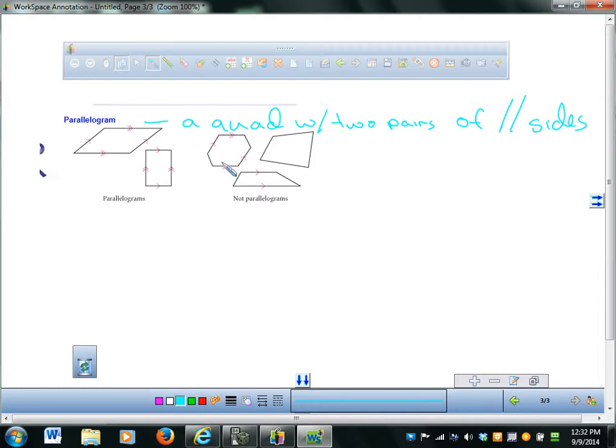It's not a quadrilateral, okay? And this doesn't have any parallel sides. All right, so let's just go on.